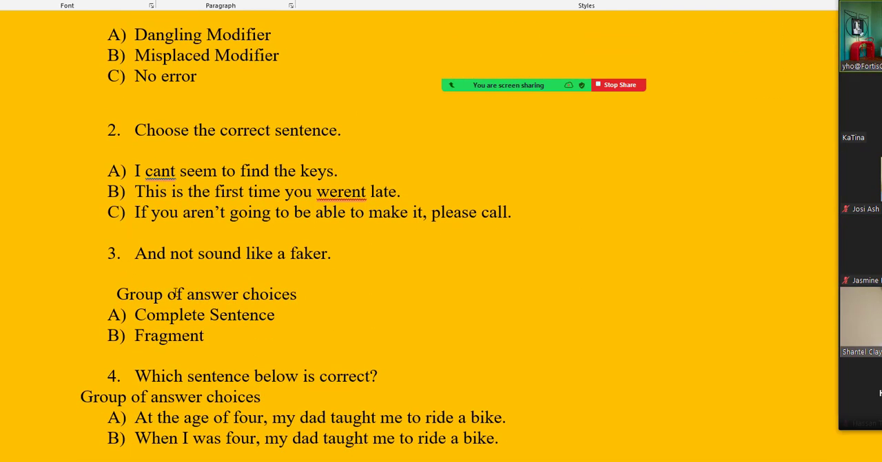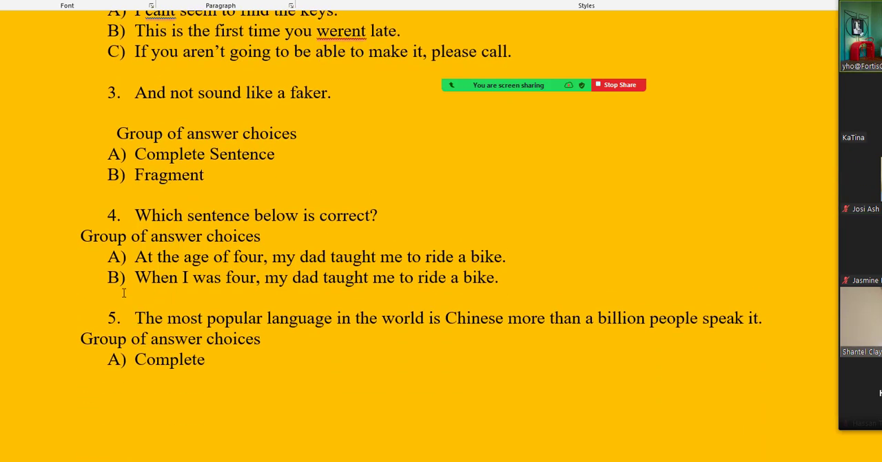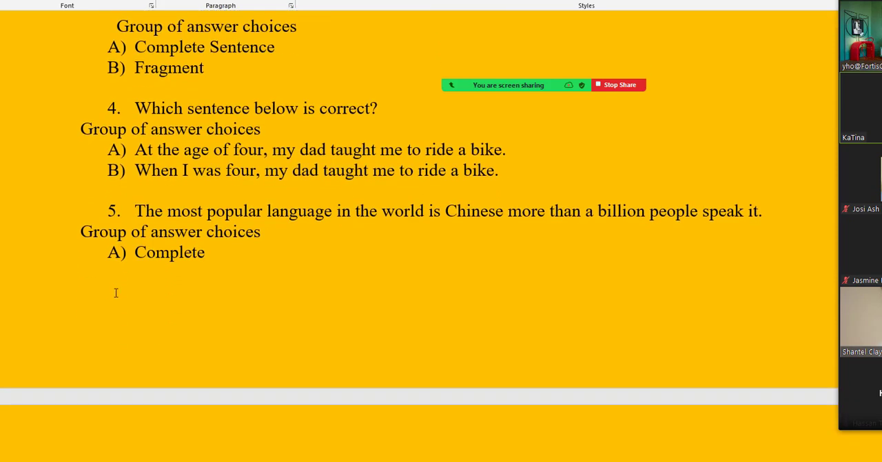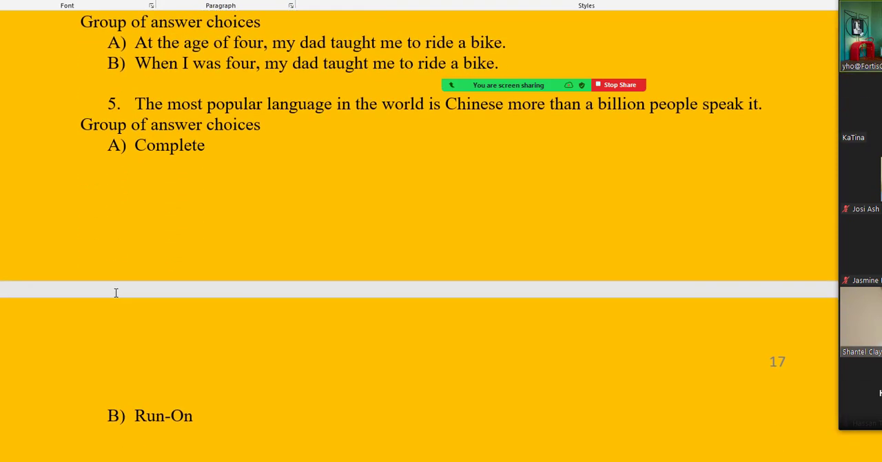Is this a complete sentence or a fragment? It's a fragment. Number 4. Which sentence below is correct? At the age of 4, my dad taught me. Oh, yes, you got it. The most popular language in the world is Chinese. We just said that. I know. So is this a complete sentence or a run-on? Run-on. So that's B.